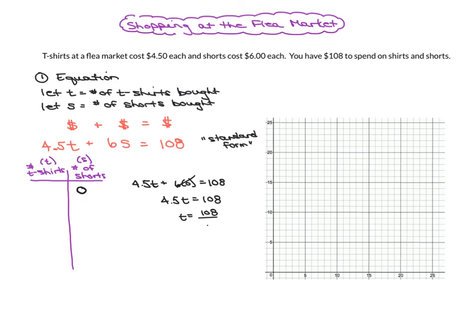This is a great time to use a mechanical calculator. And when I do that, I find out that t is 24. So that means if I don't buy any shorts, I can buy 24 t-shirts with that $108.